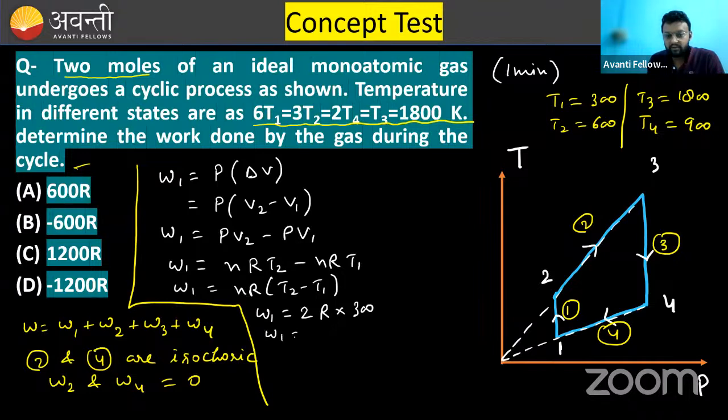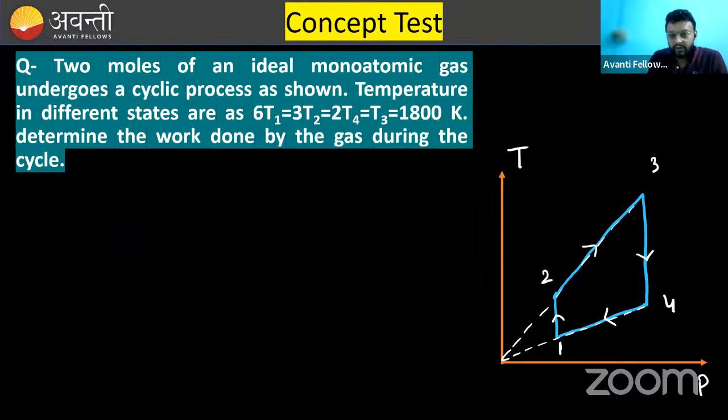So W1 is equal to 600R. This is W1. Now you can calculate W2. I am going to calculate W2 here. W2 is what? Again, W2 was 0. So this is the first, second, third, and fourth process. So I am going to calculate W3.